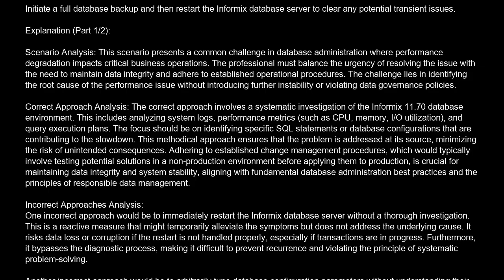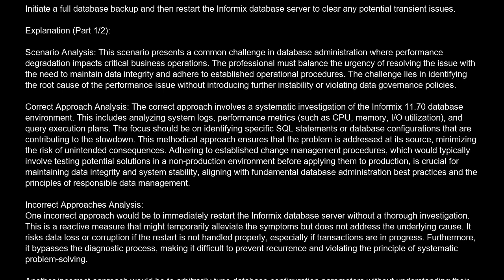Correct answer is C. Initiate a full database backup and then restart the Informix database server to clear any potential transient issues. Explanation. Scenario analysis. This scenario presents a common challenge in database administration where performance degradation impacts critical business operations.